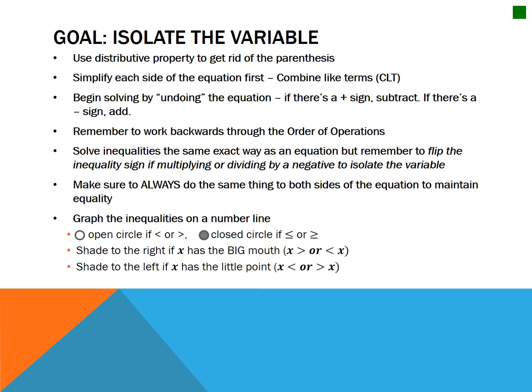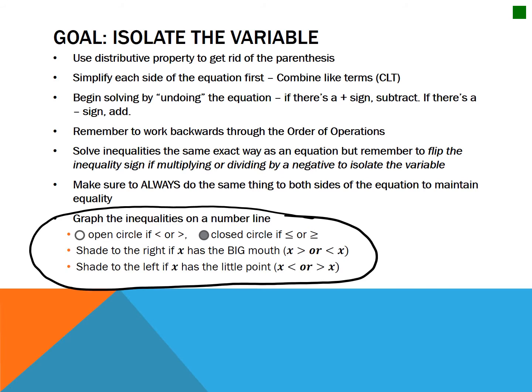If multiplying or dividing by a negative, you're going to flip the sign, and always do the same thing to both sides. And then right here, remember, these are your graphing hints. So give those a biggie wow wow star in your notes. Okay, I want to see that biggie wow wow star. That's for a point. Here we go.